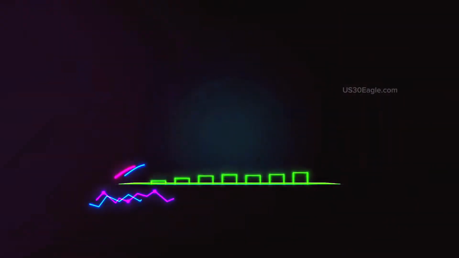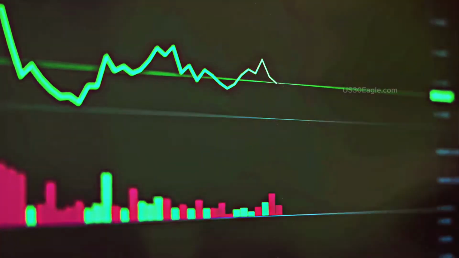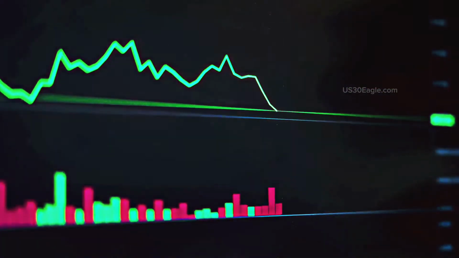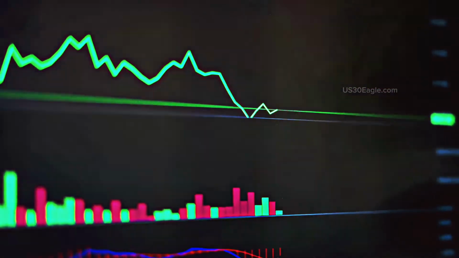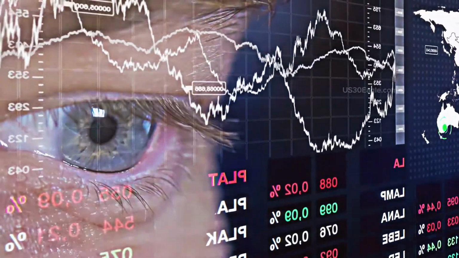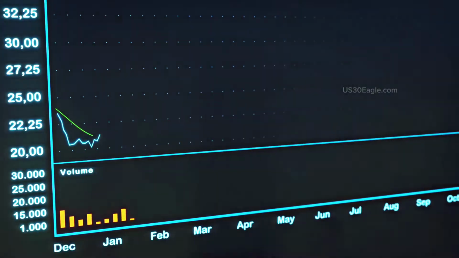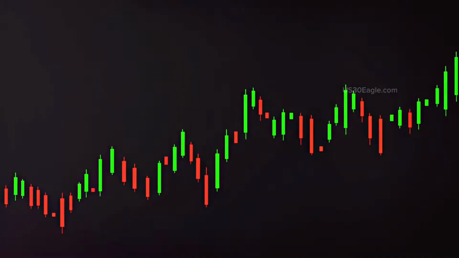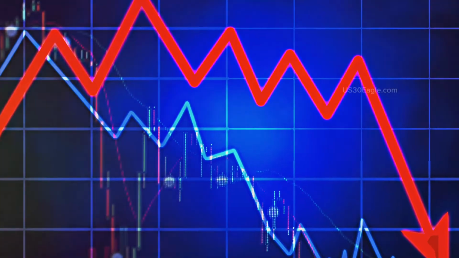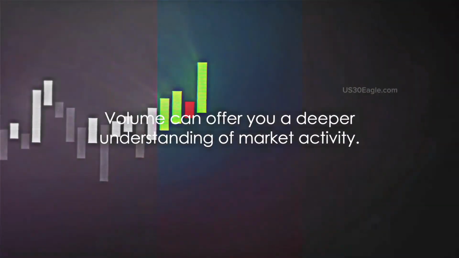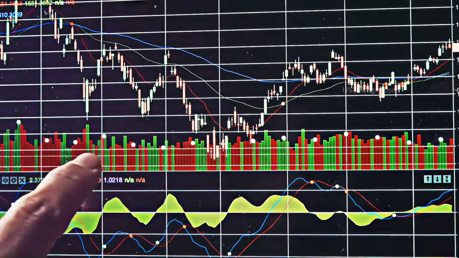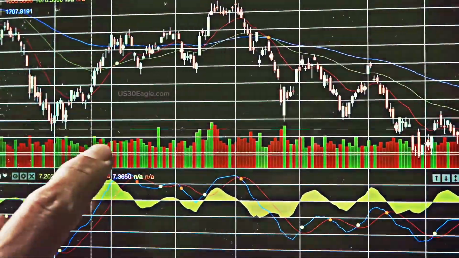For instance, an increase in volume during an uptrend suggests that the trend is gaining momentum. Conversely, a sudden spike in volume during a downturn might indicate a bottoming out process, a potential turning point. So, how do you interpret volume in trading? Look for divergences between price and volume. If prices are rising and volume is increasing, that's a bullish sign. But if prices are rising and volume is decreasing, that could be a bearish divergence, a warning sign of an upcoming reversal. Remember, volume can offer you a deeper understanding of market activity. It's like having an additional sense to feel the pulse of the market.